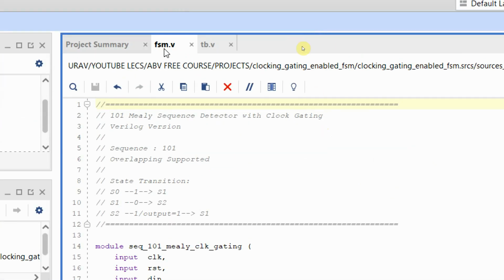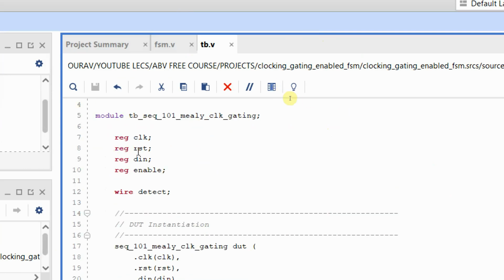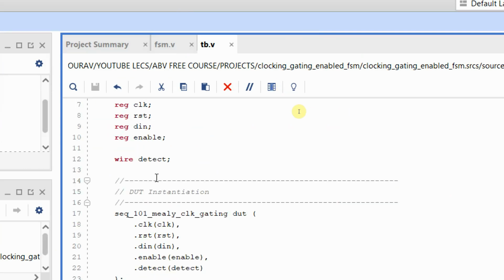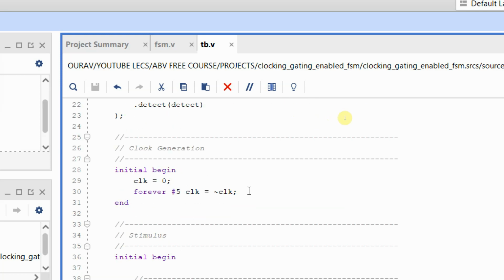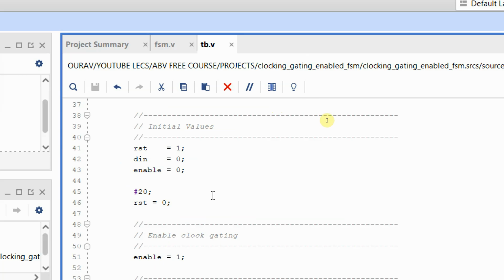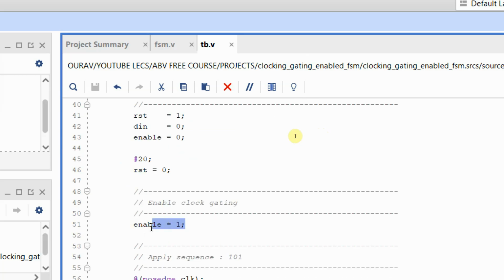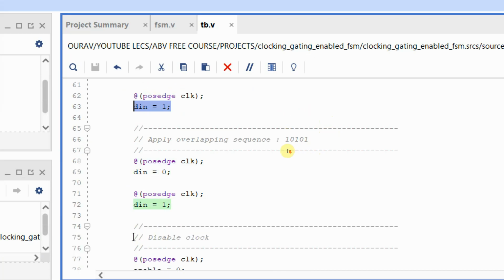Now let's see what I'm going to do in my test bench. In my test bench, I've declared the inputs as reg and output as wire, and I've instantiated my design. Over here I'm generating my clock, and I've applied my reset values, and enable is equal to 1. After deasserting the reset, I'm making my enable equal to 1. At the first posedge of clock, I'm going to provide Din equal to 1. Next, I'm going to provide 0. Next, I'm going to provide 1.